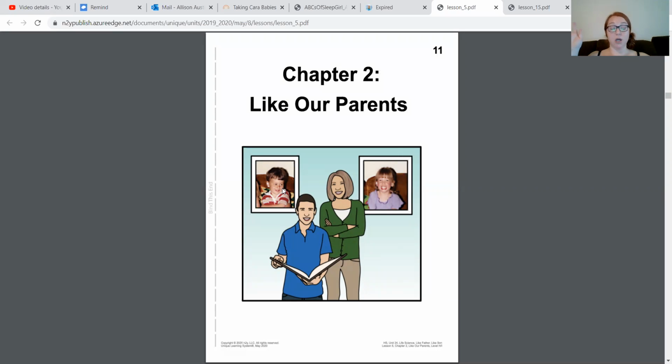So just follow along with your packet, turn the pages as I turn the pages, and just listen to the words I'm saying and recognize the words in your book. Okay, so here we go. Page 11, chapter 2, Like Our Parents.